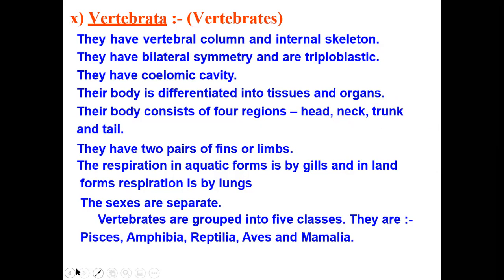Respiration in aquatic forms is by gills, and in land forms respiration is by lungs. The sexes are separate. Vertebrates are grouped into five classes: pisces, amphibia, reptilia, aves, and mammals.